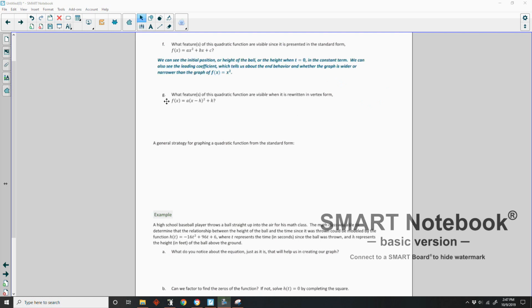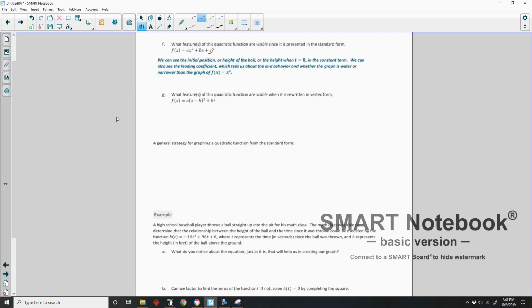Okay, so here it is in words. We can see the initial position or height of the ball, or the height when t is 0, and that is our c. C tells us that in the constant term. We can also see the leading coefficient, which tells us about the end behavior and whether the graph is wider or narrower than the graph of f of x equals x squared. So if a is greater than 1, then it's narrower, and if a is between 0 and 1, it's a fraction, it's going to be wider. If a is positive, it opens up. If a is negative, it would open downward.